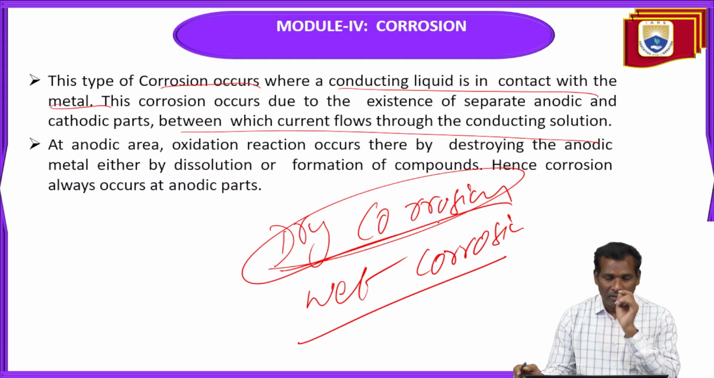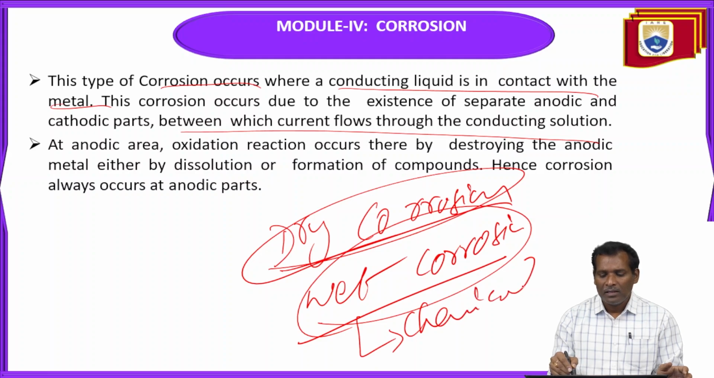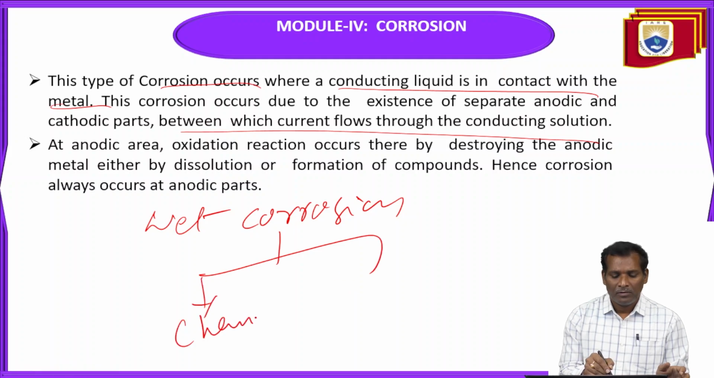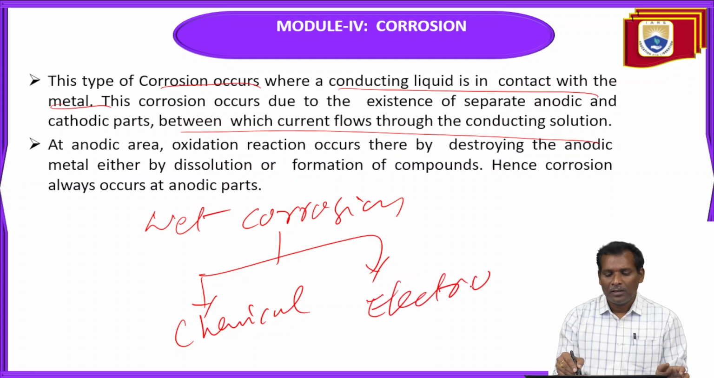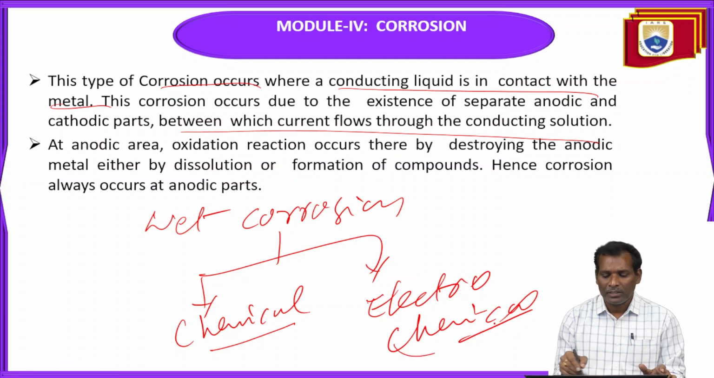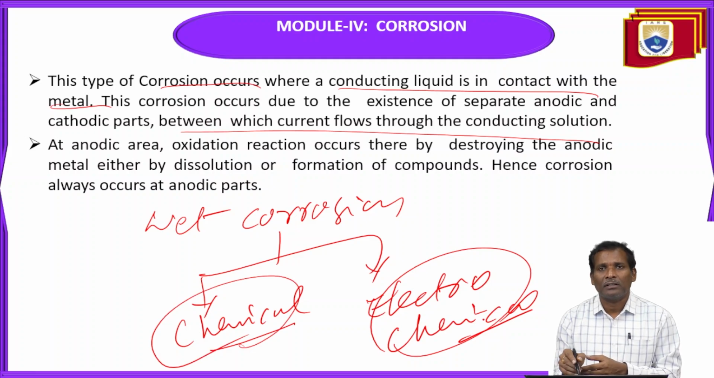In dry corrosion, whenever the metal surface is exposed to the atmospheric gases, there is a loss of material due to the corrosion. Wet corrosion is classified into two: one is chemical, another one is electrochemical. In chemical corrosion, liquid is required but the flow of current is not required. But in electrochemical corrosion, the flow of current is compulsory, current which flows through the conducting solution.